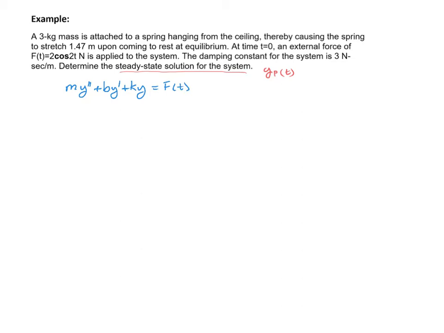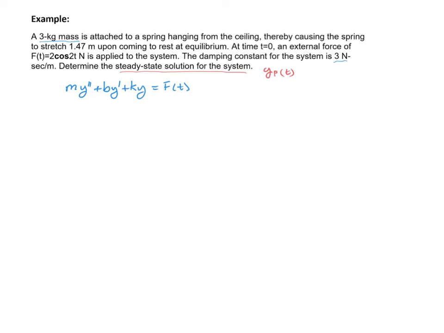So what you want to do is now look at what was given to us in the problem. And it's pretty clear they've given us the mass, which is 3 kilograms. They've given us the damping constant, which is 3 Newton seconds per meter, but they did not give us the spring constant or the stiffness constant. So we need to find that off to the side.